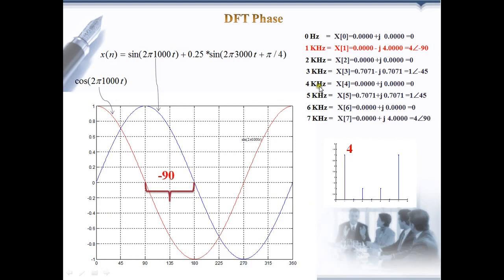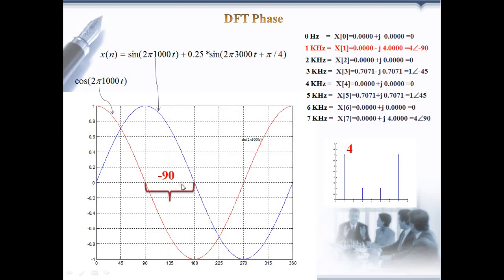Next, we have to understand what the phase angle indicates at the DFT output. In this example, the 1 kHz sine component gives the phase angle of minus 90 degrees. What does that mean? Actually, it indicates the phase difference with respect to the 1 kHz cosine wave. This is the 1 kHz cosine wave and this is the 1 kHz sine wave. Of course, we are taking only one cycle here, and we can see the phase difference as 90 degrees lagging, that is minus 90 degrees.